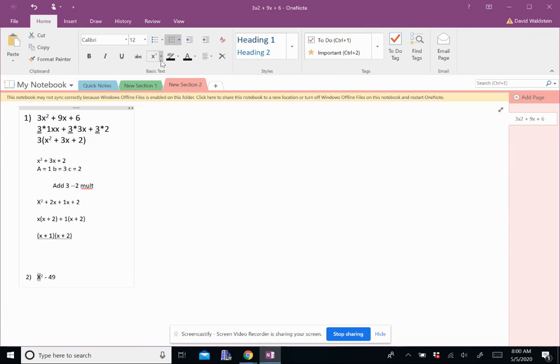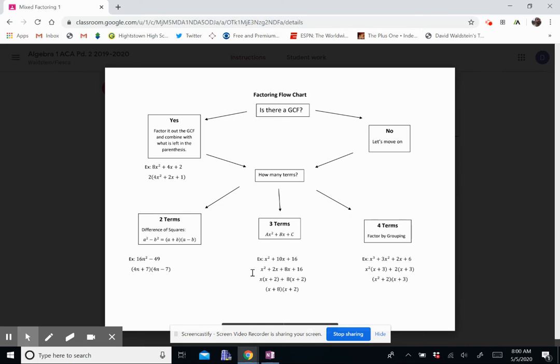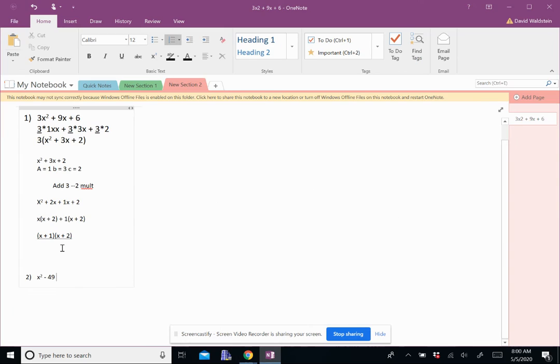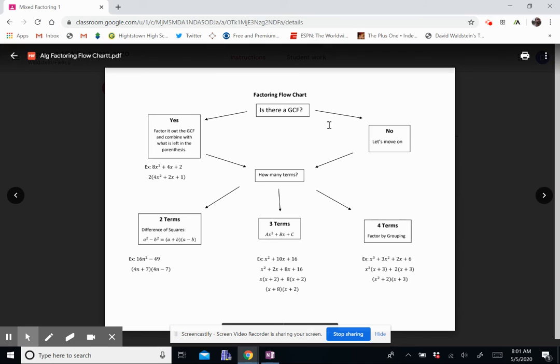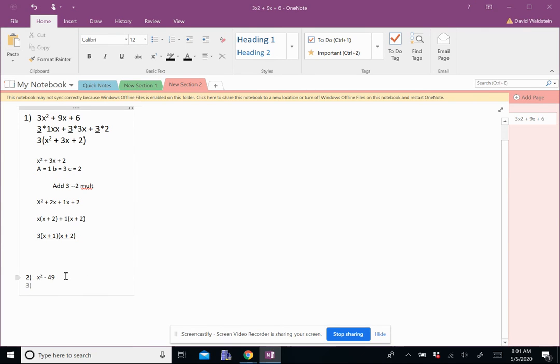All right. First question we're going to ask on our flow chart is: is there a GCF? The answer is no. And I just forgot to put my GCF back. I warned you guys about it at the beginning, and then I forgot to do it myself. So number one, don't forget to put that 3 back in there. Number 2, is there a GCF? No. How many terms? 2. All right, so we have 2 terms and subtraction. So we're going to use a difference of squares.